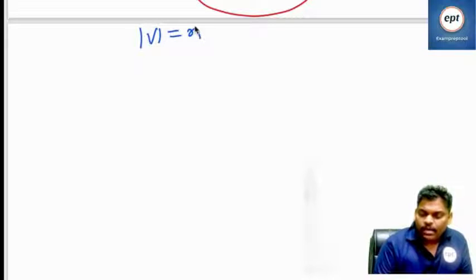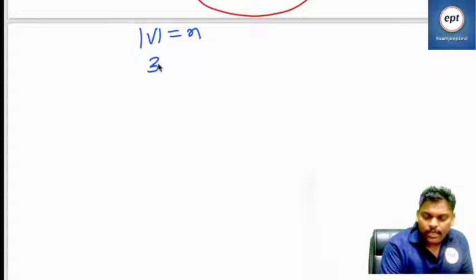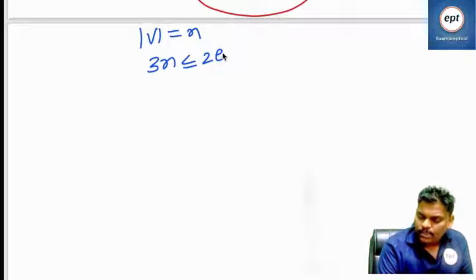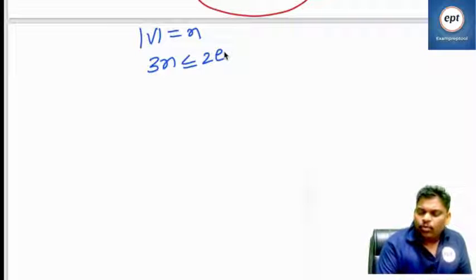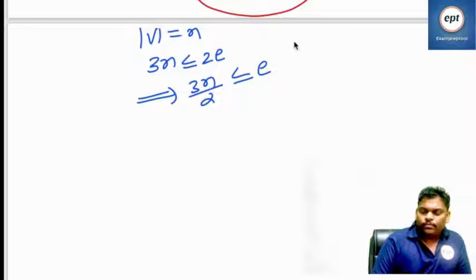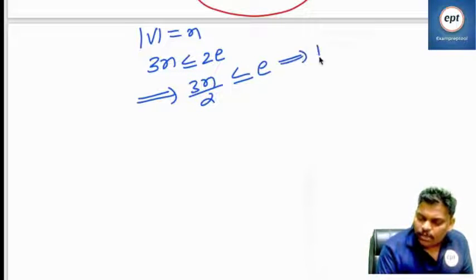Number of vertices are n, and every vertex has degree minimum 3. So the sum of degrees 3n is less than or equal to 2e. I want the e value from this. How? 3n by 2 is less than or equal to e. So this is equation number 1.